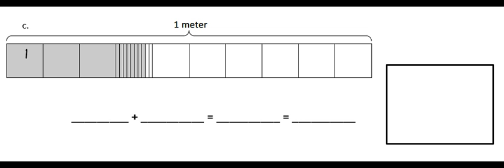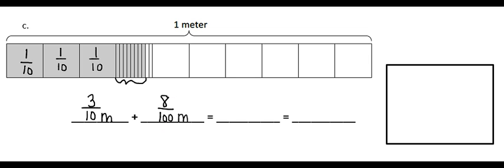Let's look at one more example. I'm going to start with 1/10 and 1/10 and 1/10. That would be a total of 3/10 of the meter. Looking at the shaded hundredths, there are 8 hundredths that are shaded. So we'll say plus 8 hundredths of a meter. Now the 3/10 could be divided into hundredths as well, and that would give me 30 hundredths. So if I add 30 hundredths to 8 hundredths, I would get 38 hundredths of a meter.